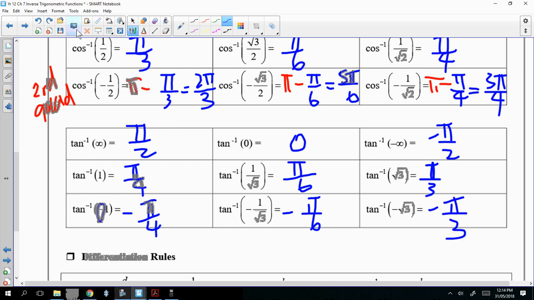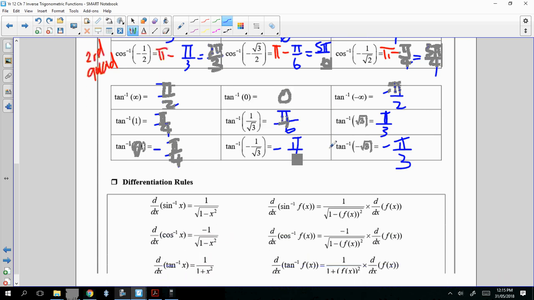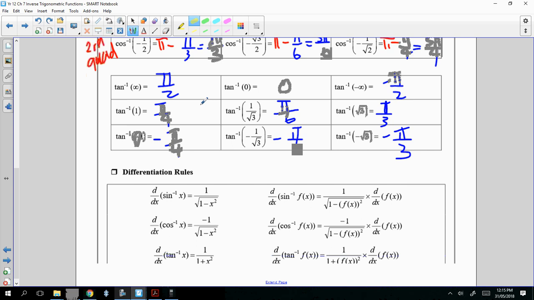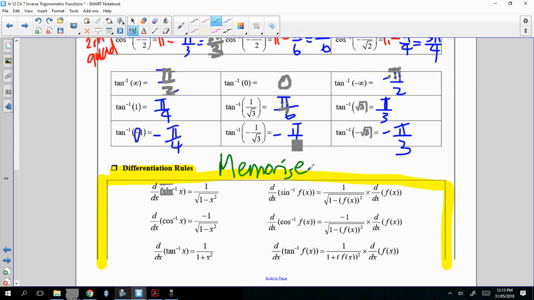Okay, so these are the exact values, and then what else are there? There's the differentiation rules that you need to know. As you know, this is not on the formula sheet, so you need to memorize them. Okay, now it's quite easy. Just remember the basic ones. And then the other one just has an extra derivative of f(x), where this is the f(x). The sine inverse and cos inverse are the same, except there's a minus. They both have a square root. And the tan inverse doesn't have a square root. It's a 1 plus. Okay, note the difference between them.